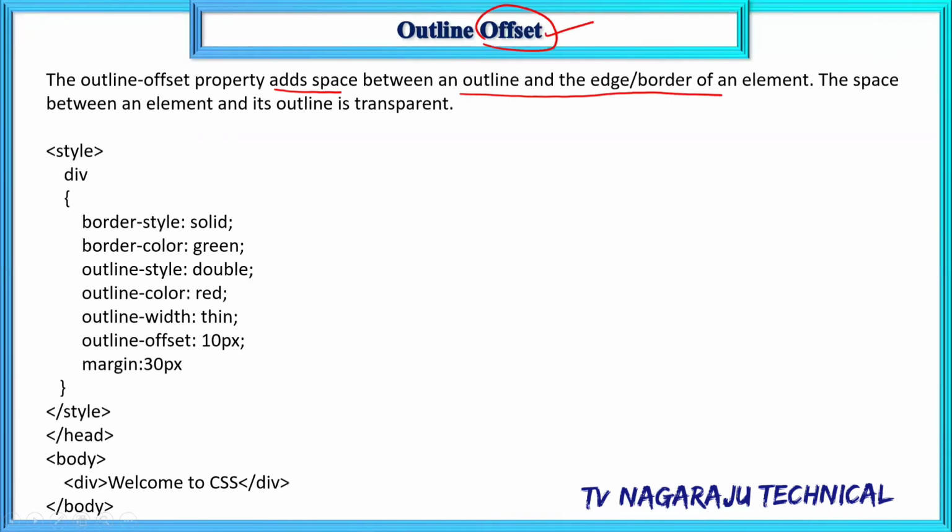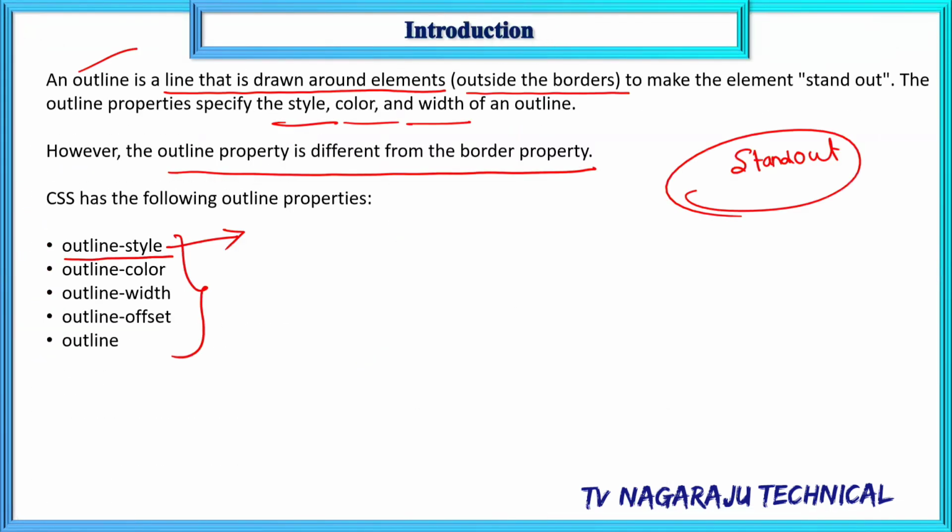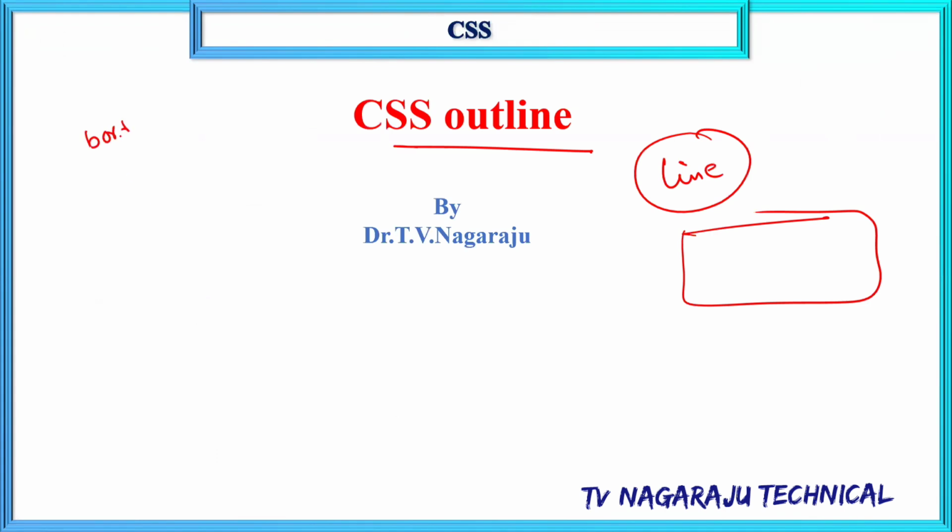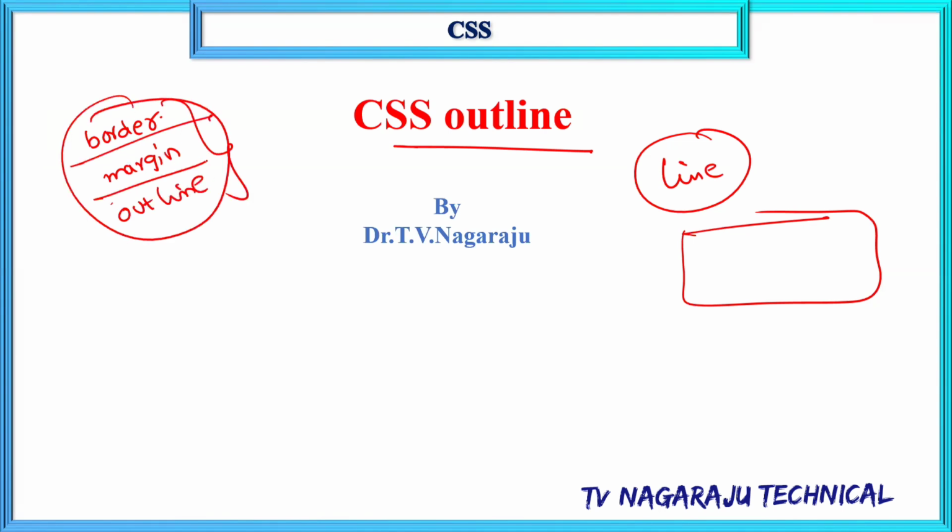Understand the differences. The most important thing is you need to understand the difference between border, margin, and outline. These are the main differences. All three are completely different. Okay, this is the concept of outline.